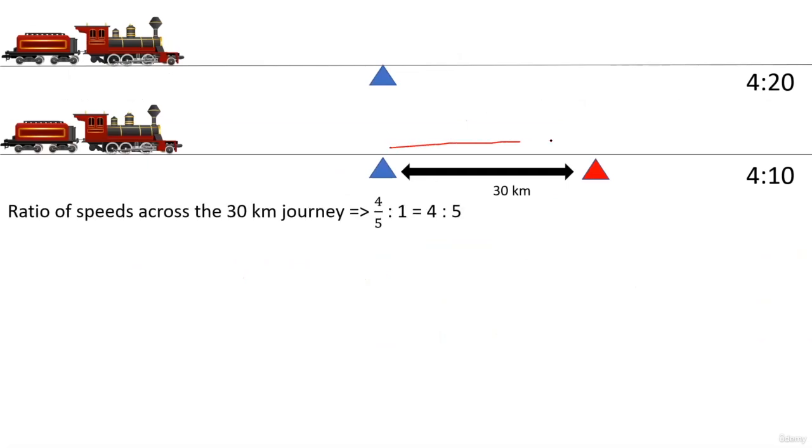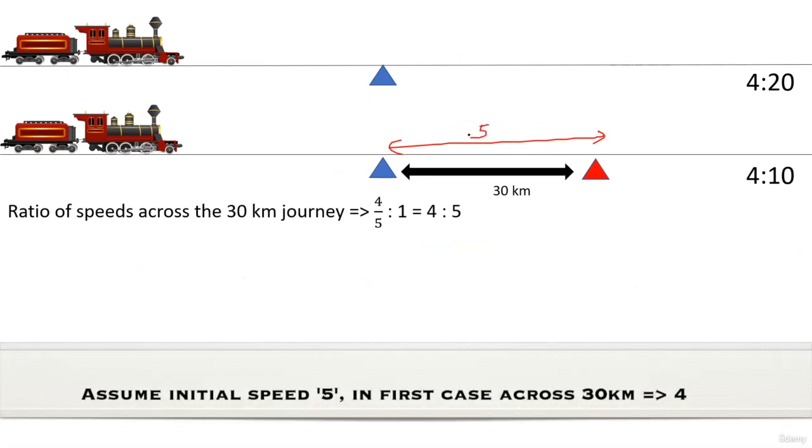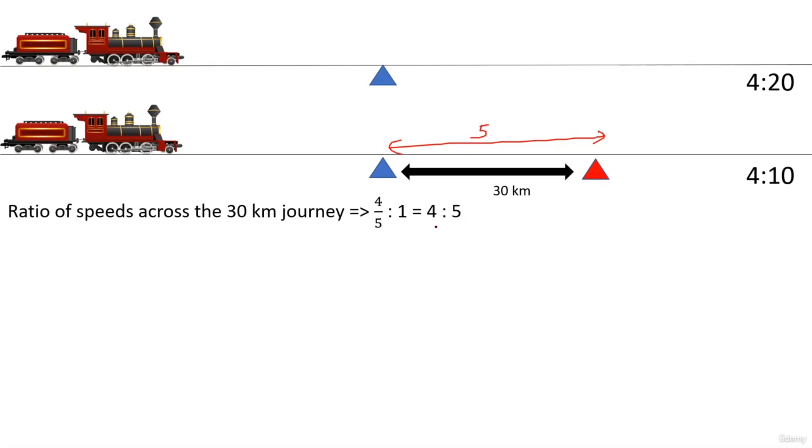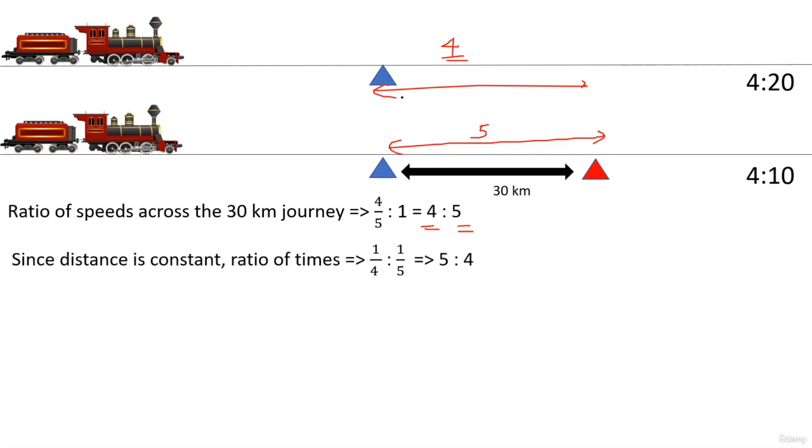Second case, there is usual speed across this 30 kilometer patch, isn't it? So as I said, if the initial speed we suppose as 5, in the first case the speed is becoming 4/5, right? So in the first case what will the speed become? 4 units. So the ratio of speeds across these two journeys is basically 4:5. In this case 4 units, in this case 5 units, right? Okay, but since the distance is constant at 30 kilometers, the ratio of times will be inverse, 5:4.